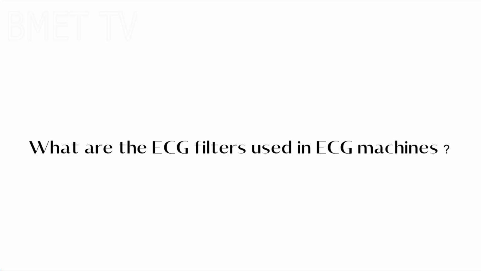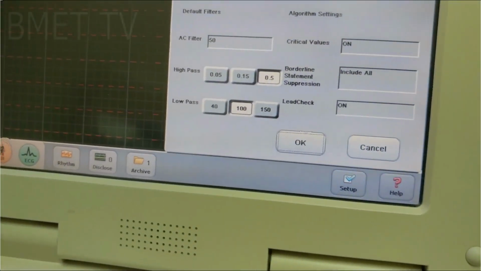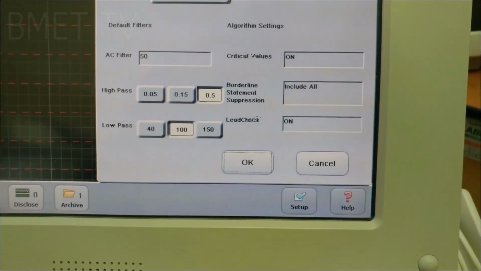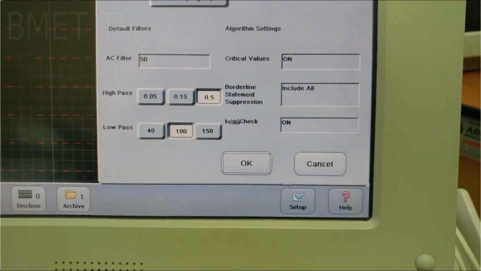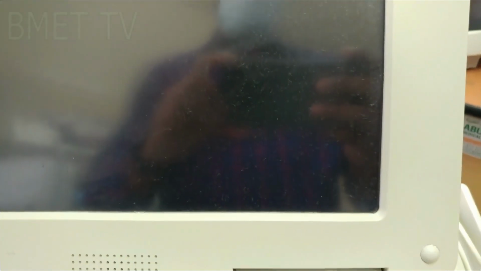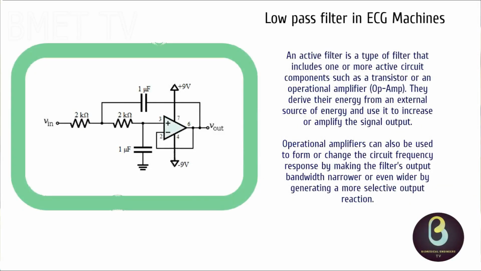What are the ECG filters used in ECG machines? Let's begin with the low-pass filter in ECG machines. A low-pass filter is often found in electronic circuits and works by reducing high-frequency components. The most common form of a hardware low-pass filter is a simple series resistor capacitor. At low frequencies, the capacitor is high impedance relative to the resistor. But as the frequency increases, the capacitor impedance drops and output falls.